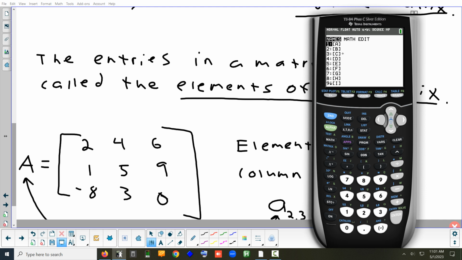Sorry, how did you get there again? You can press second and then the fourth button down on the left is matrix.